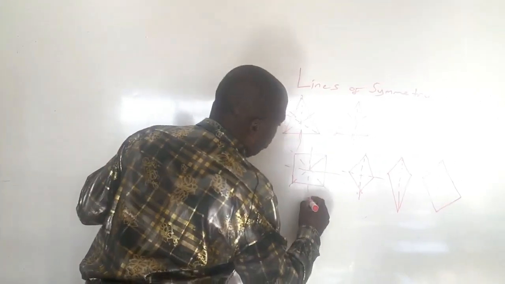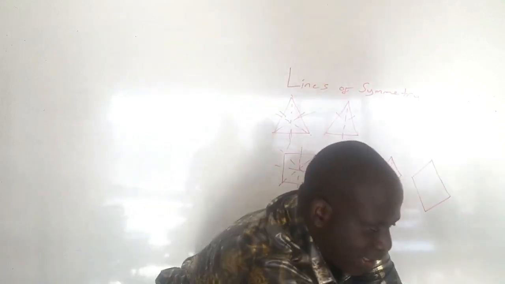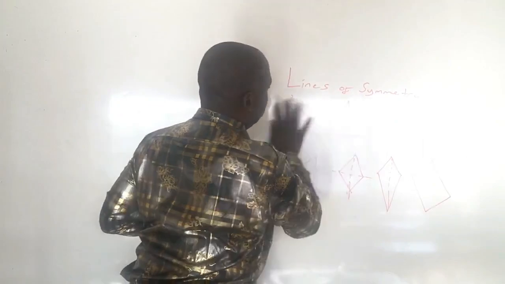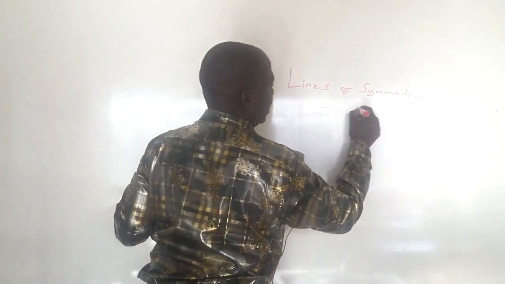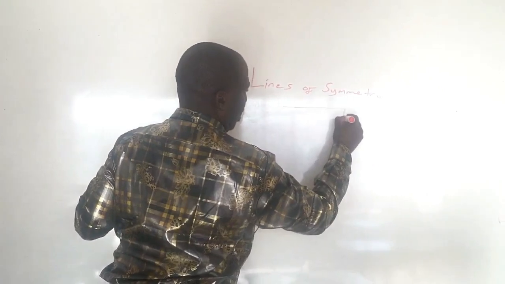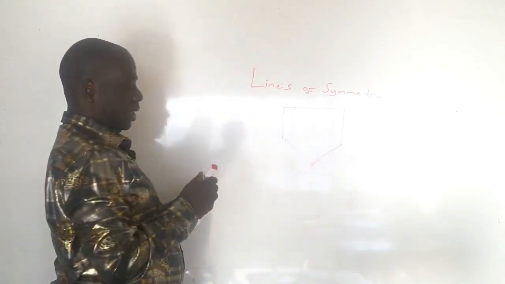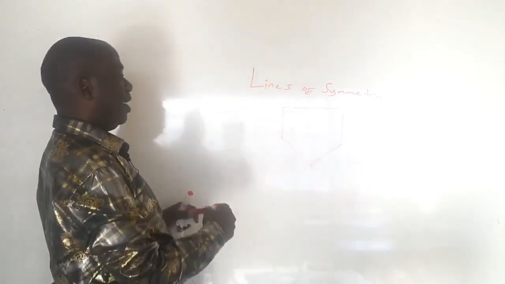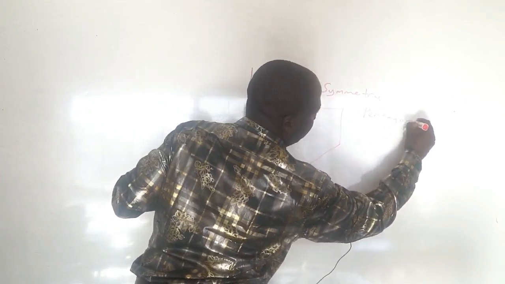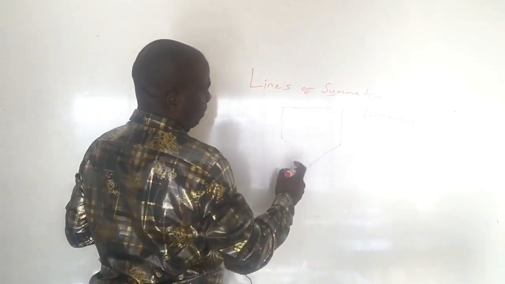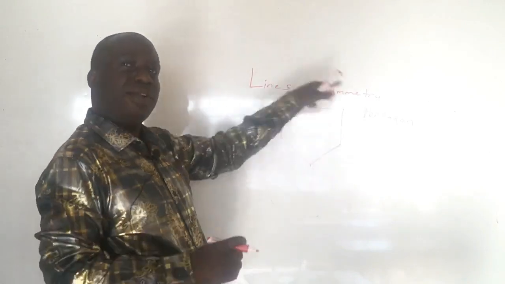Then we move on to five-sided shapes. The pentagon. If you want to remember a pentagon, just remember that you have a shape like this. A shape like this will look like paint, yeah? So, pentagon. Now, it's a five-sided shape, but if it's regular, it will have five lines of symmetry.